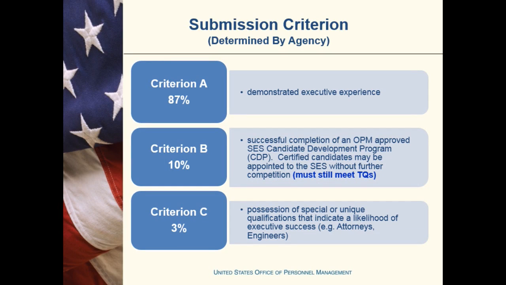QRB cases are submitted under 3 criteria, and these are usually determined by the agency. Criterion A is based on demonstrated executive experience, meaning a candidate possesses over 90% of the ECQs and the competencies. Criterion B deals with successful completion of a candidate development program. It is not an actual SES vacancy, but is a program that is completed by a candidate that can last anywhere from 12 to 24 months.